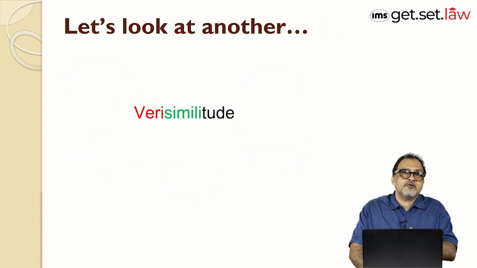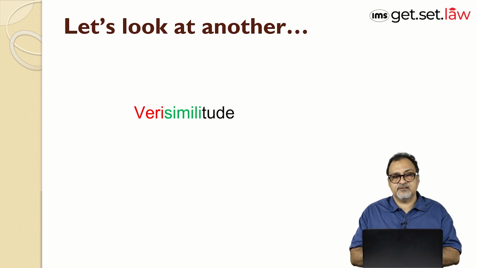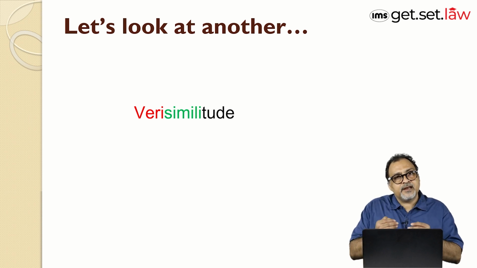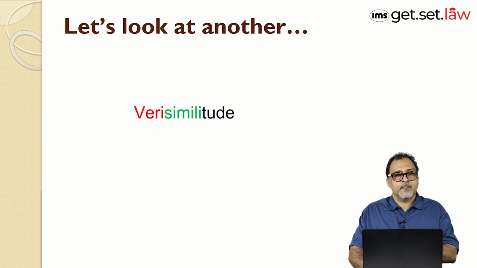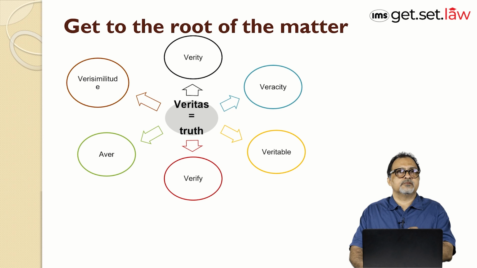It may or may not be true, but it has the appearance of being true. So his story had an element of verisimilitude. That means I don't know for sure if his story was true, if he was saying the truth, but it seemed to be true. So now we know that veritas means truth.